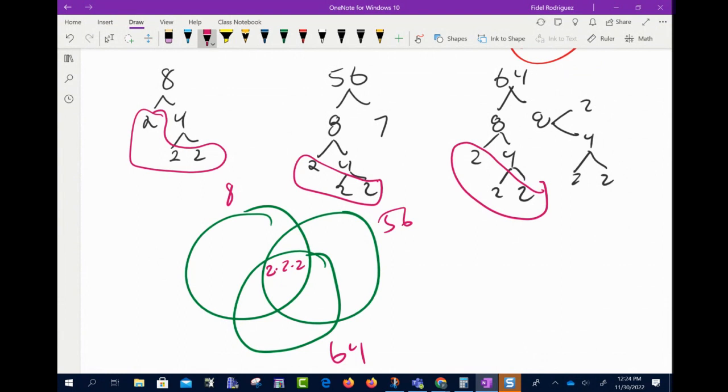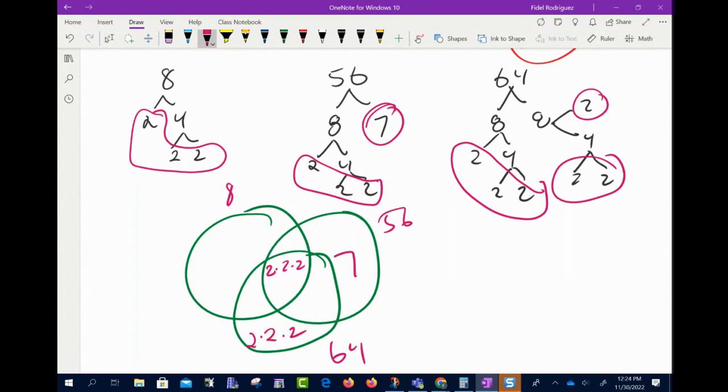Now, 8 doesn't have any other factors, so I'm not going to put anything else over here. 56 has one other number. It has a 7. And that 7 is only common to 56 and nothing else, so that 7 will go over there. And 64 still has another 3 2s, and they're only common to 64. So those other 3 2s are going to go right over there.